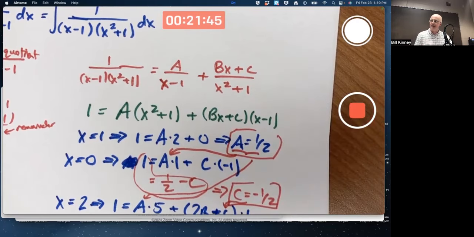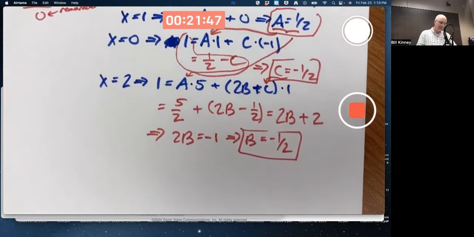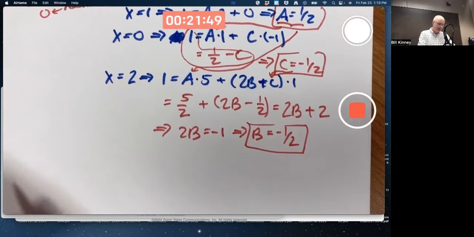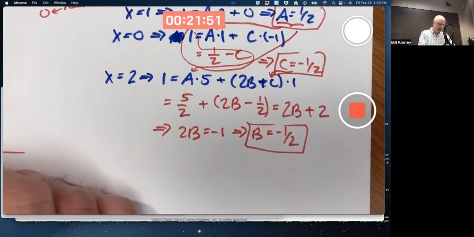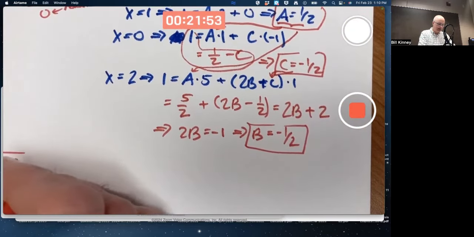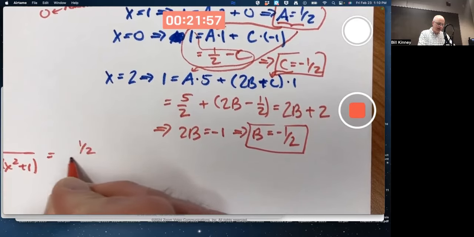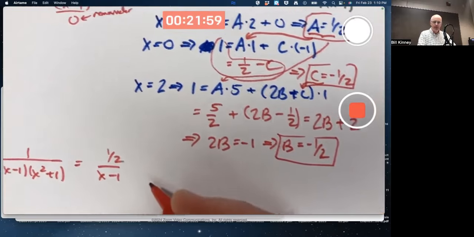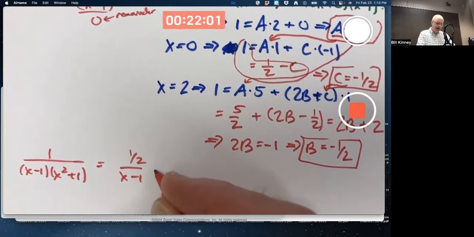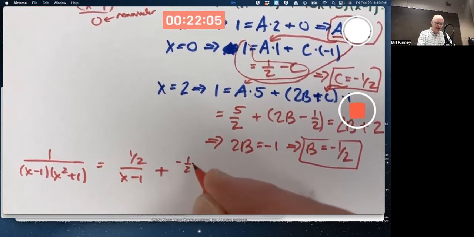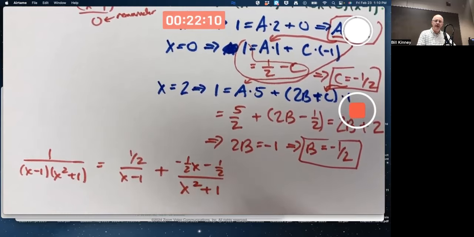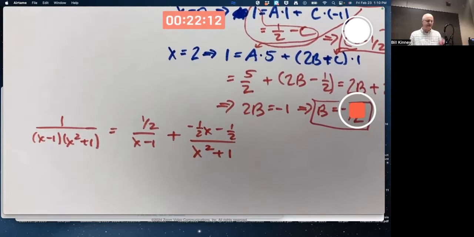Well, okay, let's be a little careful. Plug them back in here. The function we're trying to integrate is going to be, a was 1/2, 1/2 over x minus 1, plus the b and c were both -1/2. -1/2 x minus 1/2 over x squared plus 1. Now remember what our goal is. We're trying to integrate this function. It's equal to this.